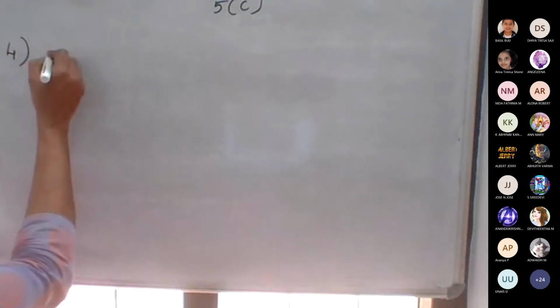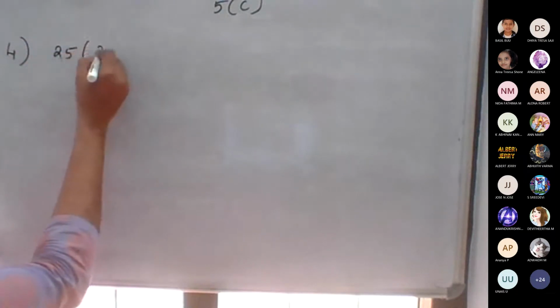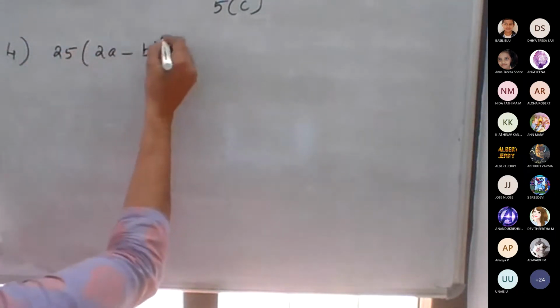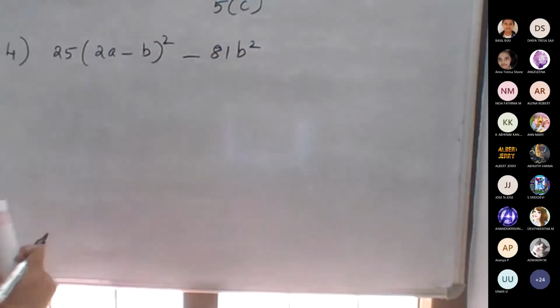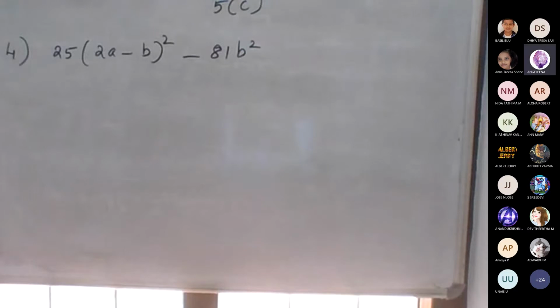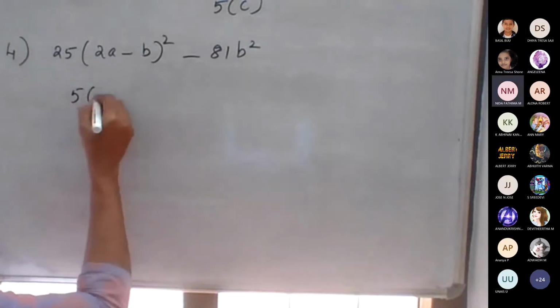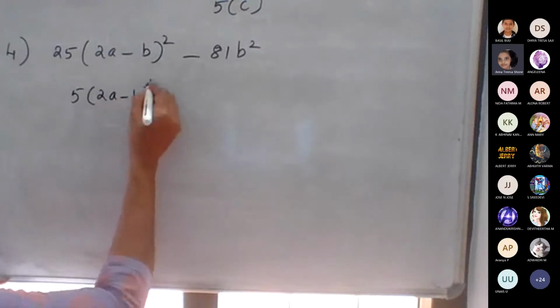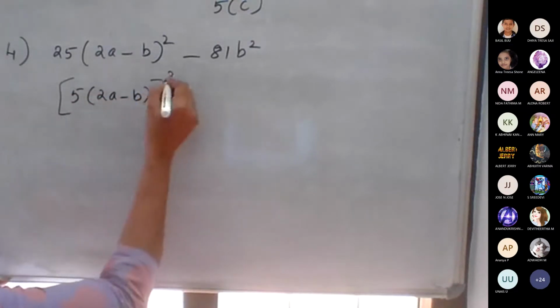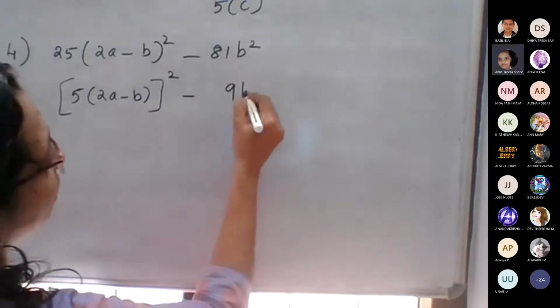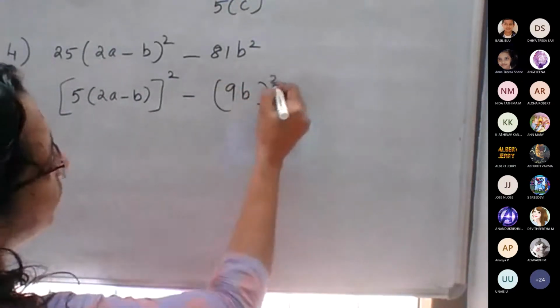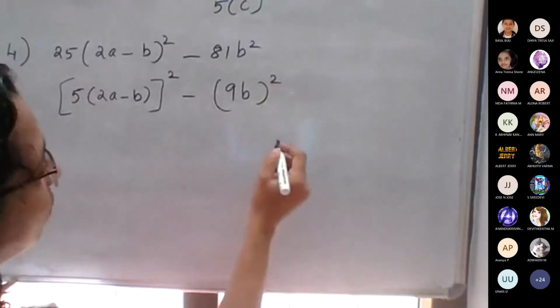Fourth question. 25 into 2a minus b the whole square minus 81 b square. So 25 into 2a minus b whole square is 5 into 2a minus b, the whole square. That square is common for both the 5 and 2a minus b, minus 9b the whole square. So this is in the form of a square minus b square.